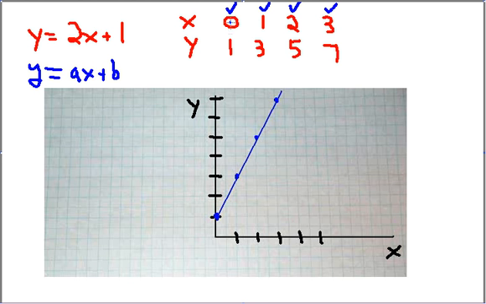At one point, x is 0. At another point, x is 1. At another point, it's 2. At one point, the y value is 1. At another one, it's 3. At another one, it's 5. So you can see that the values for x and y both vary.